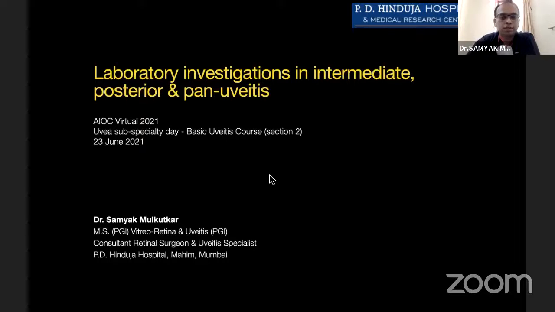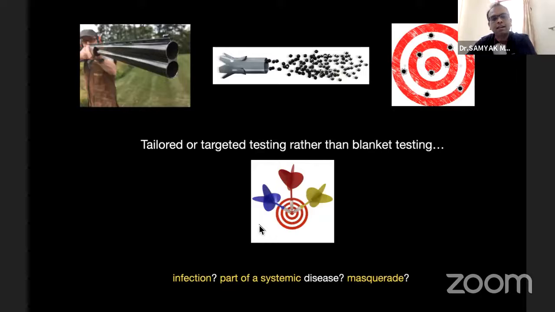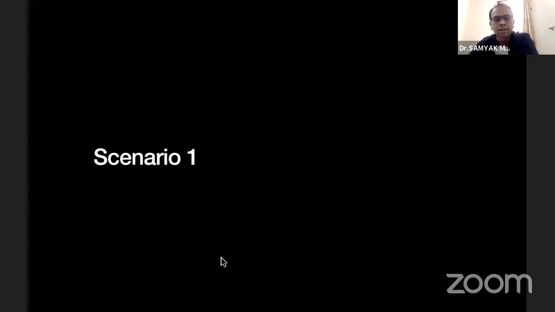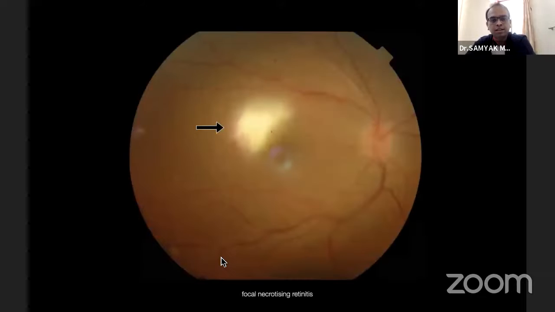A lot of my slides would be overlapping with whatever number of presentations we have seen. Rather than a blanket testing, we would want to have a tailored or a targeted testing, like my previous speaker also has said. Let us look at a few case scenarios in posterior uveitis, intermediate uveitis and panuveitis.